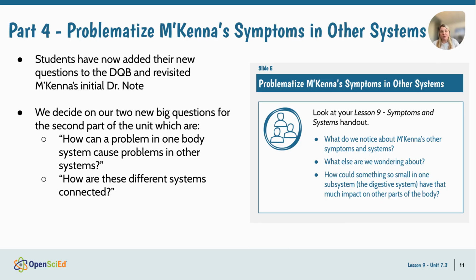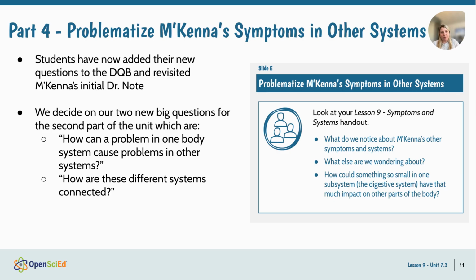Once we reorganize our driving question board, we can see that most of our new or our previous unanswered questions can fit into one of two larger categories. Those categories are, how can a problem in one body system cause problems in other systems? Or how are these different systems connected?